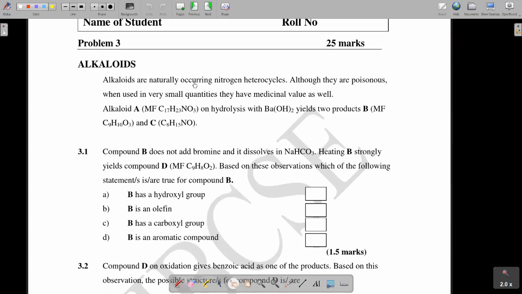Alkaloids are naturally occurring nitrogen heterocycles. Although they are poisonous, when used in very small quantities, they have medicinal value as well. Alkaloid A, molecular formula is given as C17H23NO3 on hydrolysis with barium hydroxide yields two products B, C9H10O3 and C8H15NO.